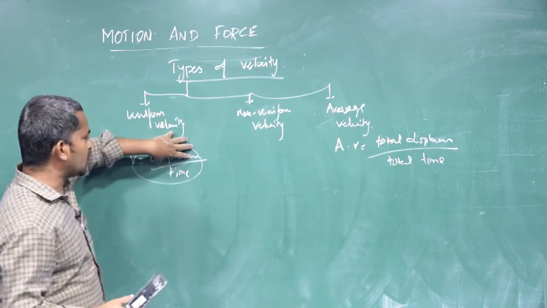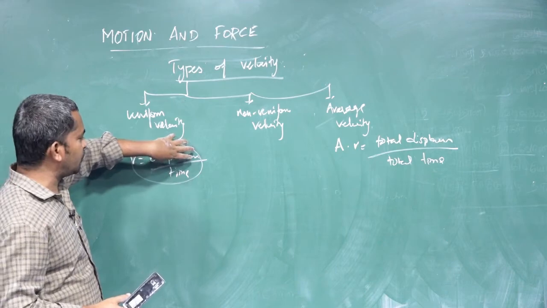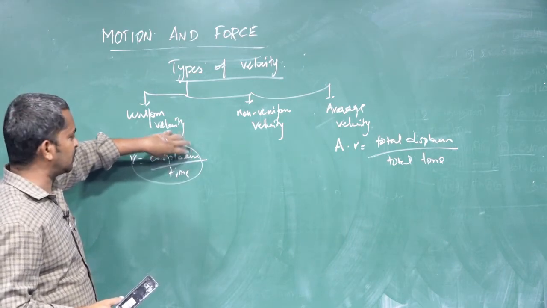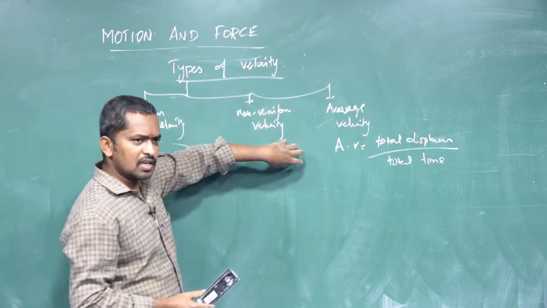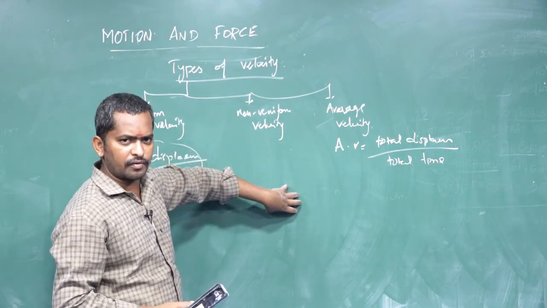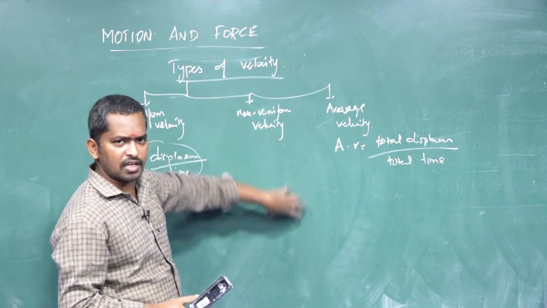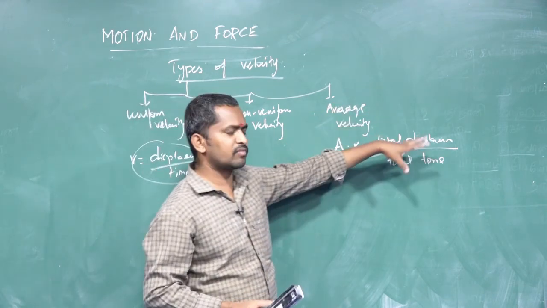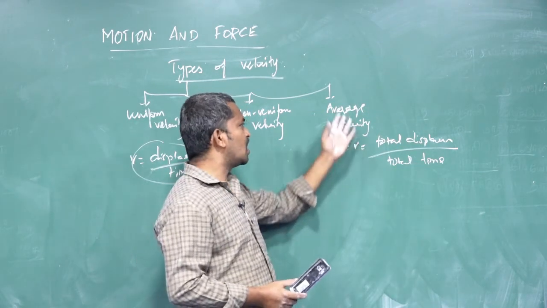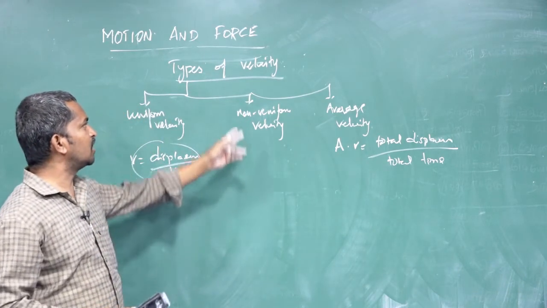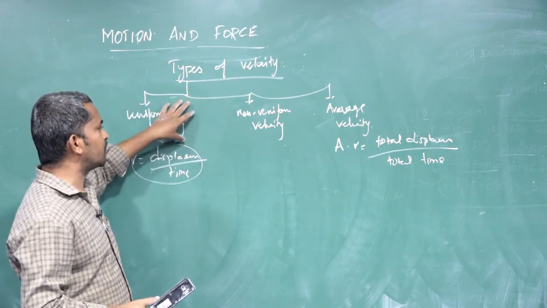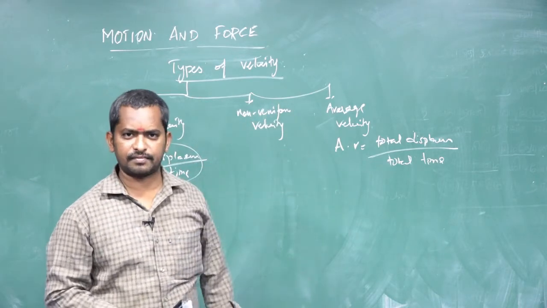This is equal displacement in equal intervals of time: the object covers equal displacement in equal intervals of time. This is unequal displacement in equal intervals of time, or equal displacement in unequal time. This is total displacement divided by total time, the average velocity. These are three important different velocities: uniform, non-uniform, and average velocity.